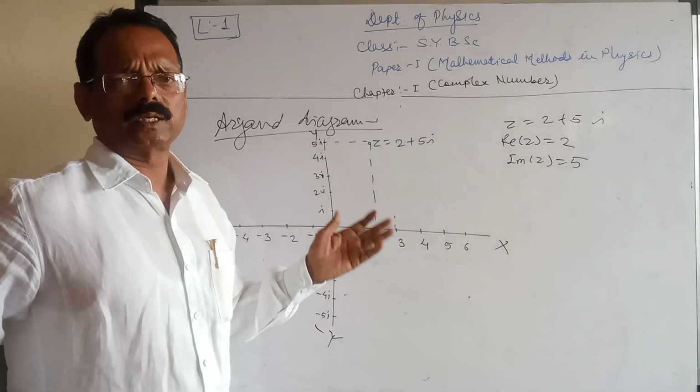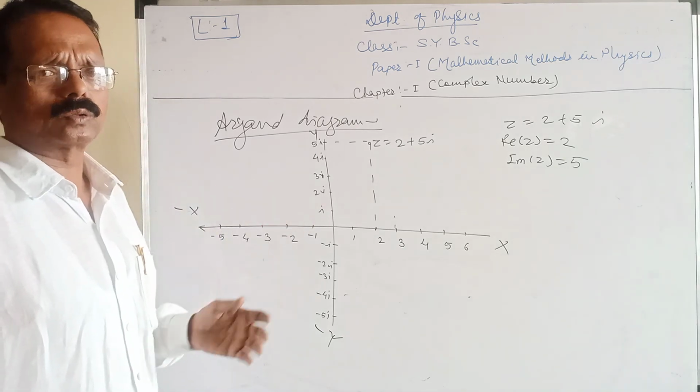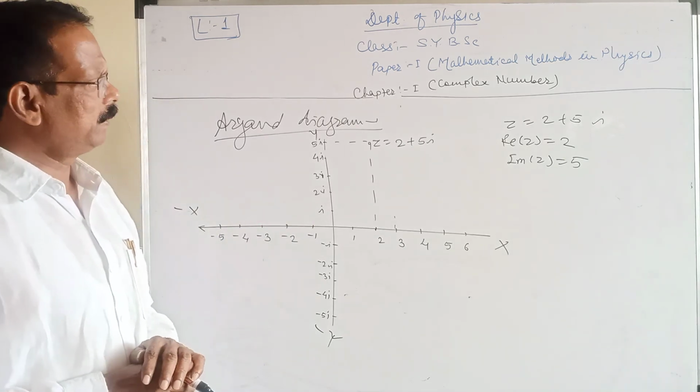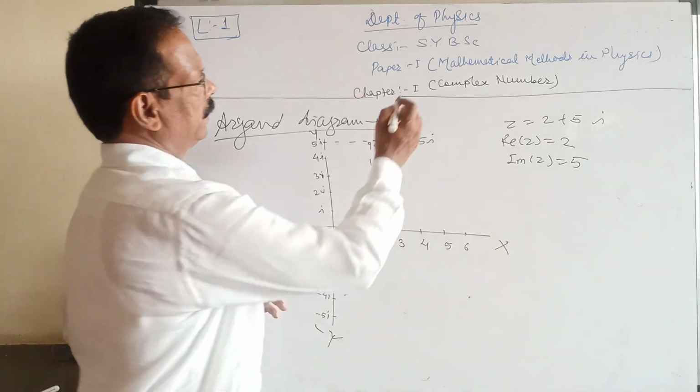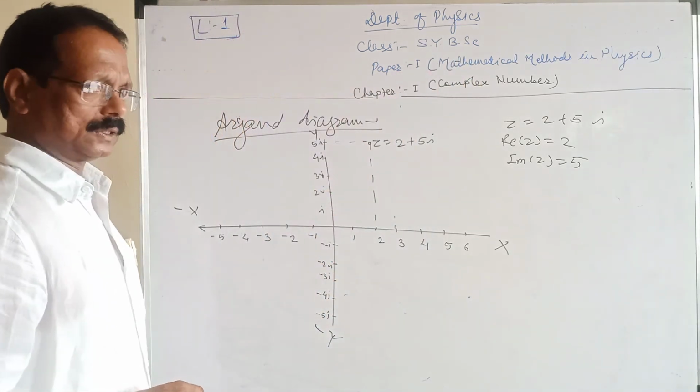Then we have to see what the exponential form of complex numbers is, and then we will solve some examples from that. It is a very simple chapter. It is mathematical methods in physics. This is the first lecture of the mathematical methods in physics.